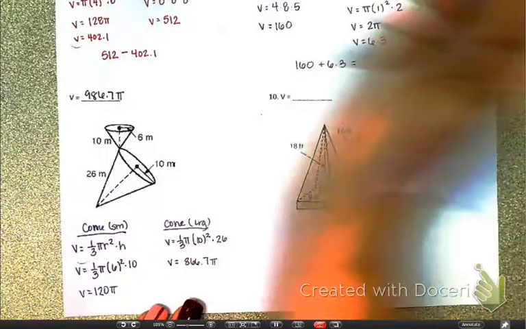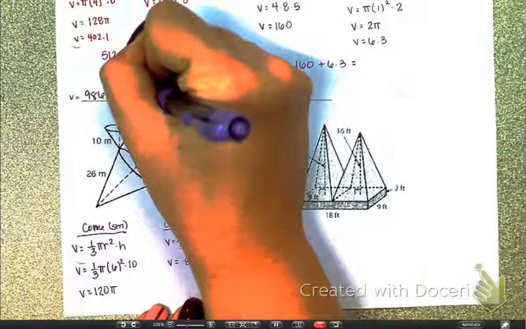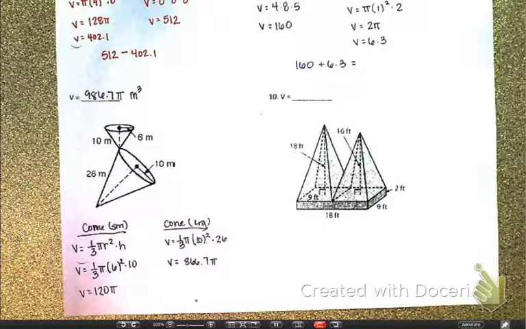Okay, so 986.7 pi meters cubed. So you can leave that one in terms of pi. If you want to round, that's fine. Make sure on your test you read what the directions ask you for. Okay, so if they both have pi in their answer, you can add them together. If they don't, you have to round before you add or subtract.